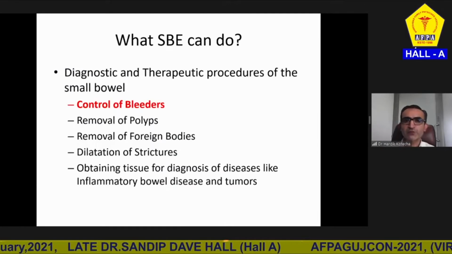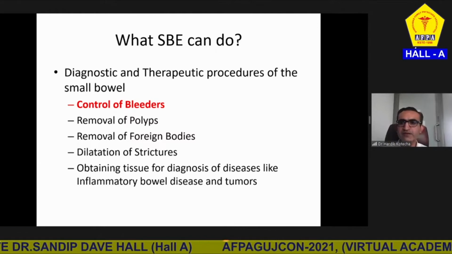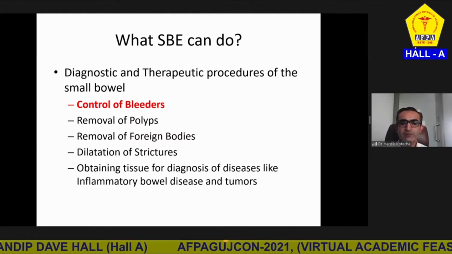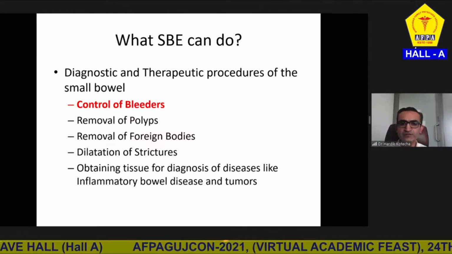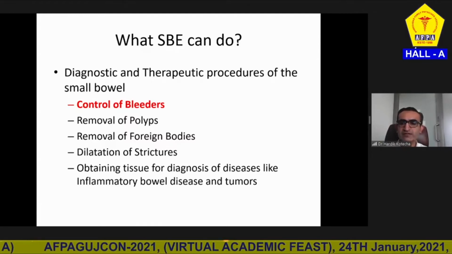So what can enteroscopy do? It can help in control of bleeders. It can remove polyps the way we remove polyps in the colon. It can remove foreign bodies. It can help in dilatation of strictures. And most importantly, in obtaining tissue for diagnosis of diseases in the small bowel.